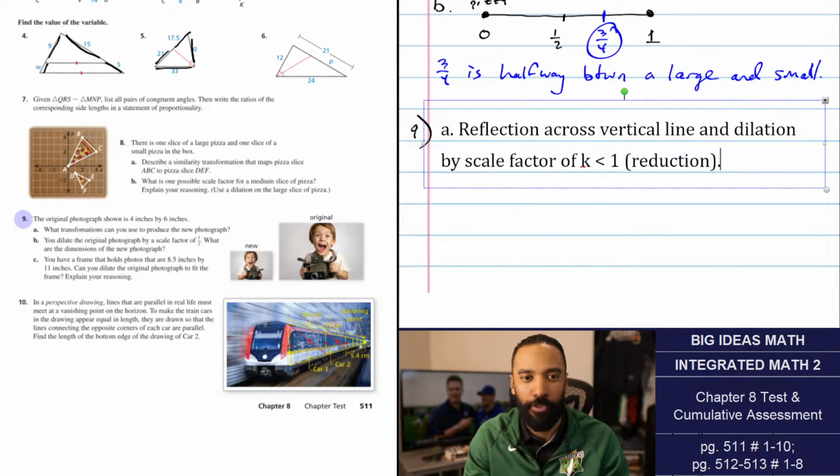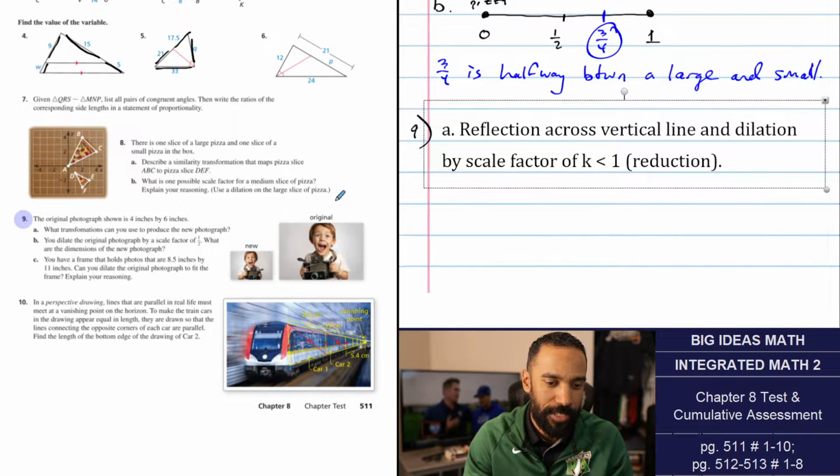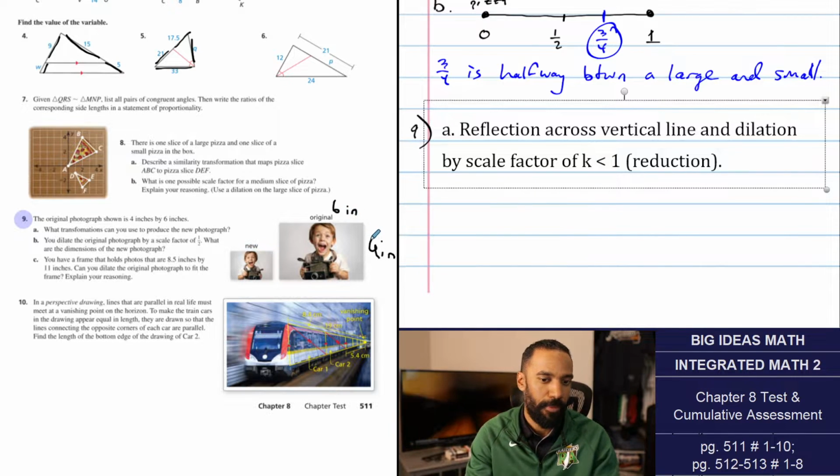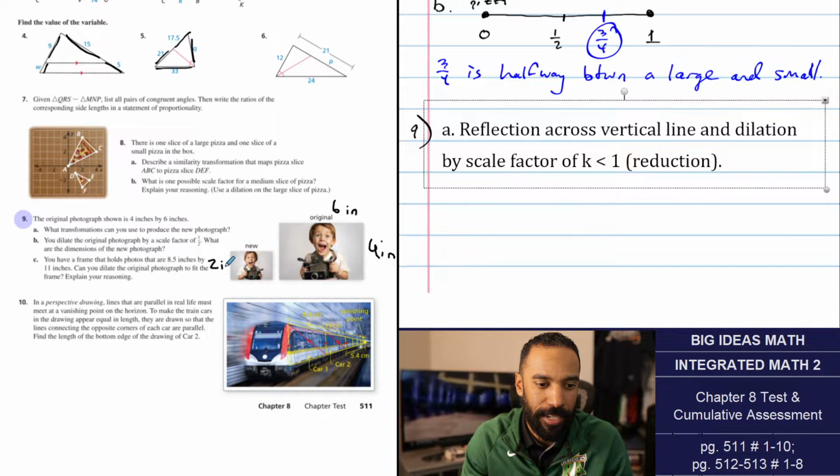Oh, I forgot that we had the 4:6 as well. So we have a 4:6. This must be the 6-inch, and this is the 4-inch here. Now, the new photograph here, if you dilate these by a scale factor of 1/2, you multiply these by 1/2, which is dividing by 2. So you'll have 2 inches of height and 3 inches of width.